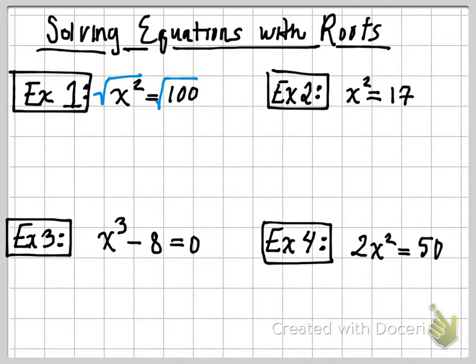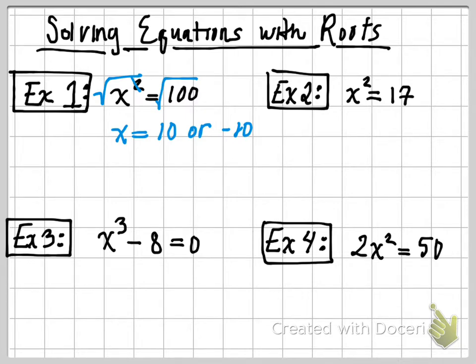Then on the left hand side, the square root and the squared would cancel one another out, so I'd be left with just an x. And on the right hand side, I would have the square root of 100, which is 10, or don't forget there's a second solution, which is negative 10, because negative 10 squared is also 100.